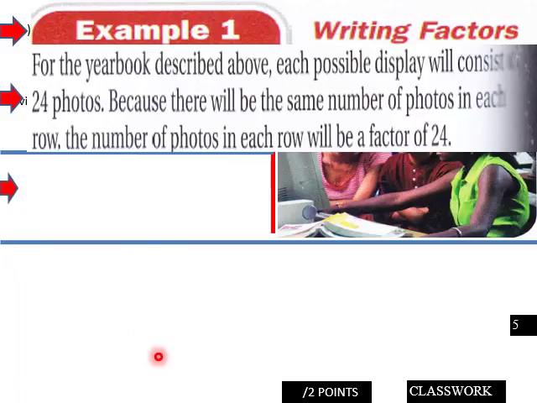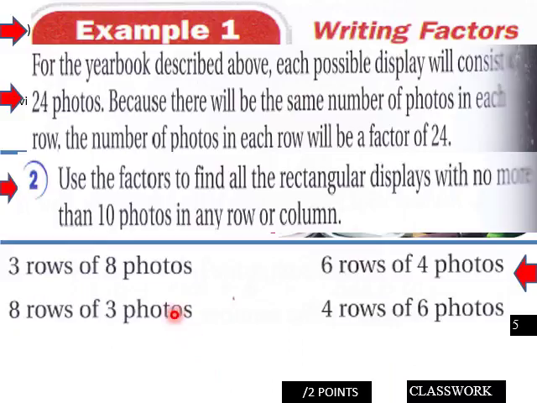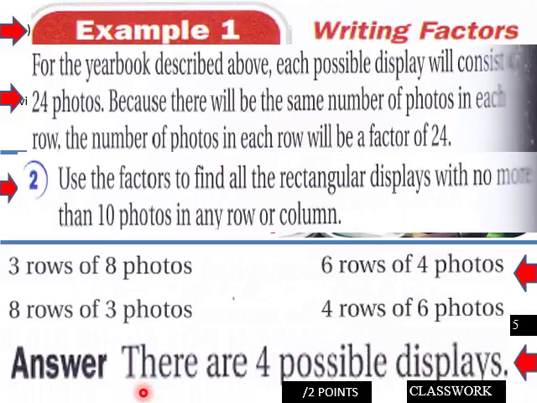For the yearbook described above, now we have a part 2 of this example 1. Use the factors to find all the rectangular displays with no more than 10 photos in each row. So we can have 3 rows of 8, 6 rows of 4, 8 rows of 3, and 4 rows of 6. So see, factorization can come in practical usage as well. There are 4 possible displays.